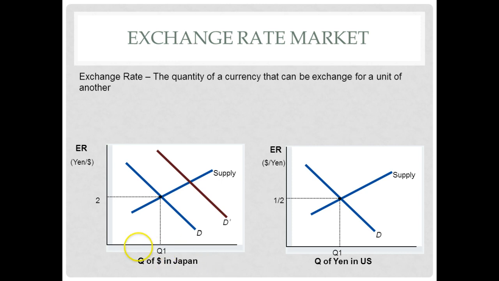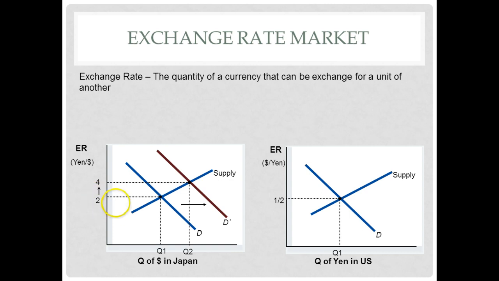Well, what we've noticed here is that the demand has shifted to the right. Now, what does that mean? That means that the price of the dollar must have increased. Like anything else, if we demand more of something, that thing's price must increase. So instead of the Japanese only needing to give Americans 2 yen for the dollar, it looks like now they have to give them 4 yen for the dollar.